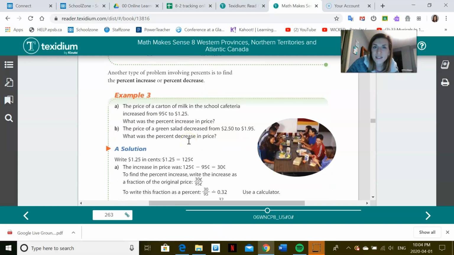All right, and then the last type of question is going to be similar to the video clip that I shared with you yesterday on percent problems. So this has to do with percent increase or decrease. So if we have a price of something like a carton of milk, if it increased from 95 cents to $1.25, what was the percent increase in price?